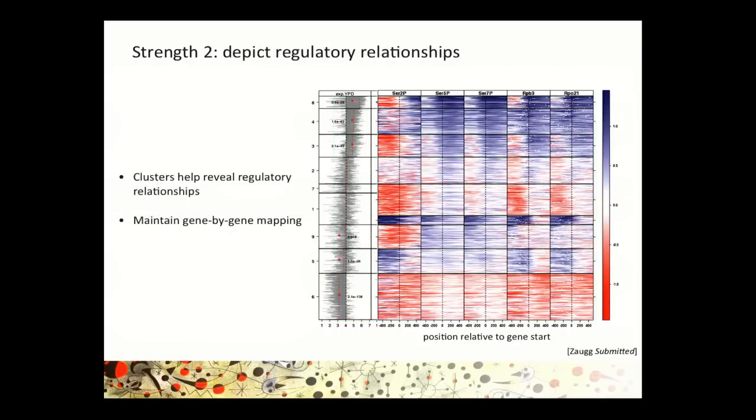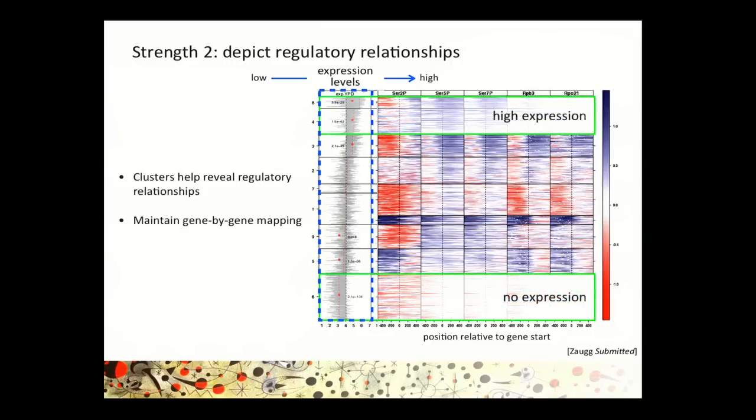And then the other advantage, compared with genome browsers, is that one can start presenting quite good regulatory relationships with these clusters. So here we've added expression data from a totally different data set, going from low expression to high expression as you go towards the right. And we can see that the different binding patterns represented in these clusters correspond to different levels of expression. Okay, so high expression, no expression. But the advantage here is that we're also maintaining the gene-by-gene mapping.